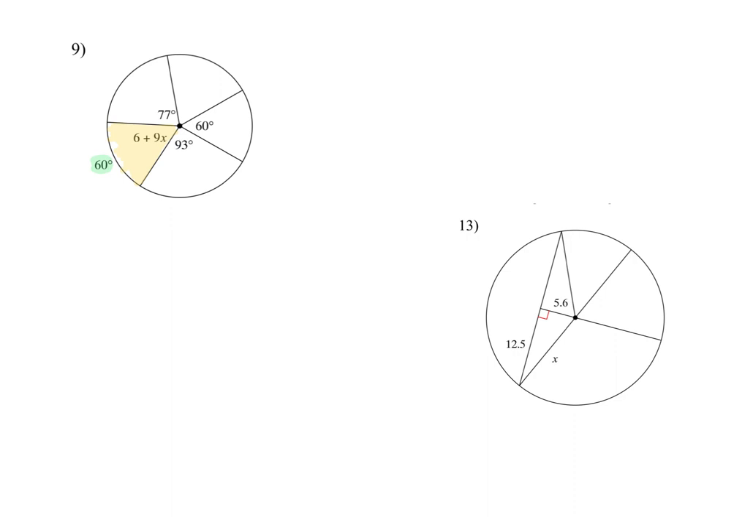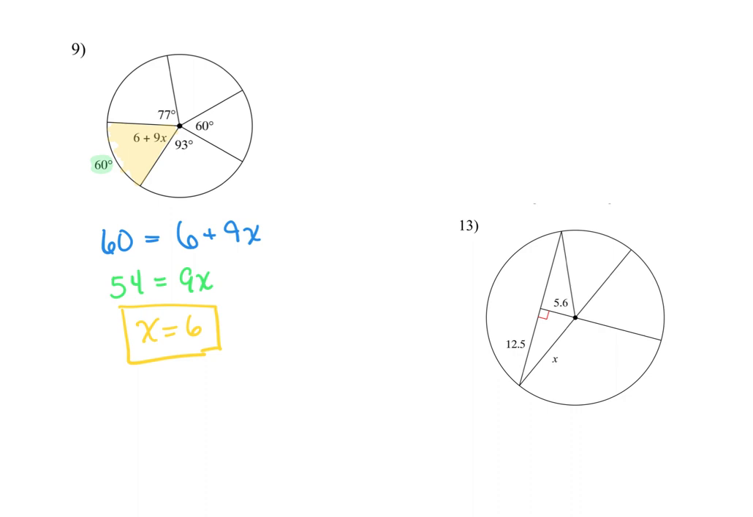So you can just set the 60 equal to the 6 plus 9x, and you can solve. Subtract your 6, you're going to get 54 equals 9x. Divide by 9, you're going to get x equals 6. And you are done. That's all they ask for.